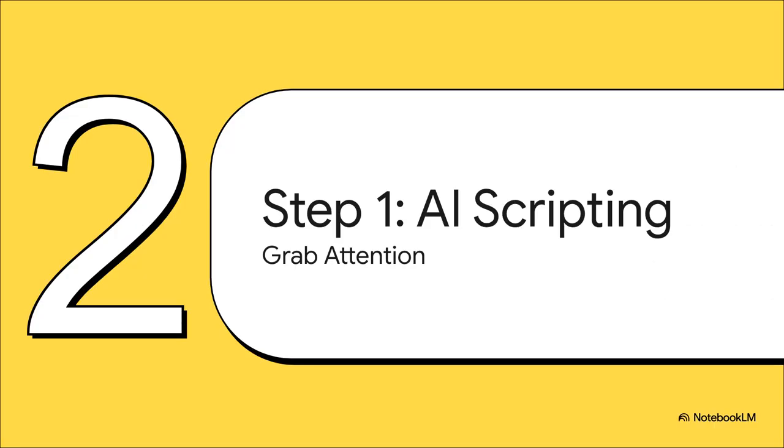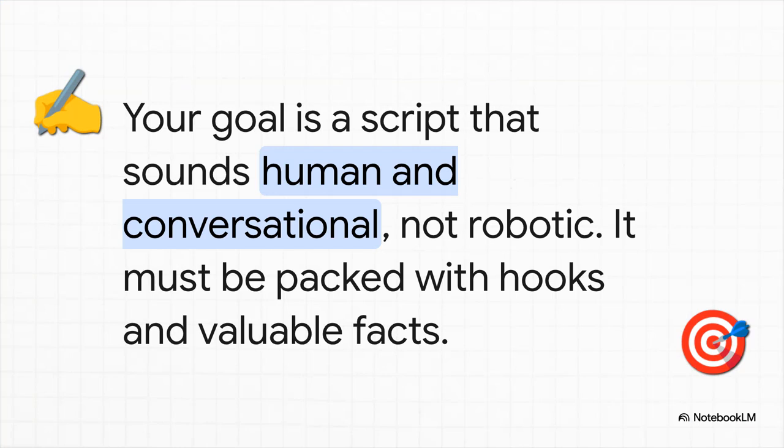All right, our first, and I'd argue most crucial step is the script. Everything, and I mean everything, starts right here. Especially in finance, you're dealing with complex ideas, and they need a great story to make them stick. And that story has to hook the viewer from the very first second. Now, here's the key. You're not just asking the AI for a robotic list of facts. No way. Your goal is to prompt it for a script that feels like a real conversation, something natural and engaging, but also packed with those valuable insights.